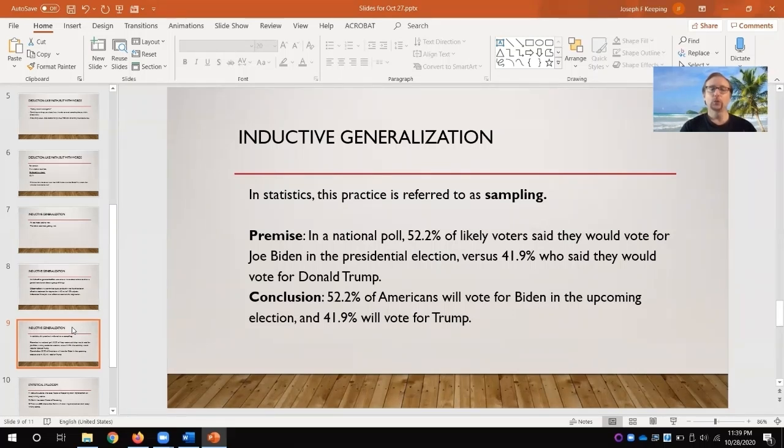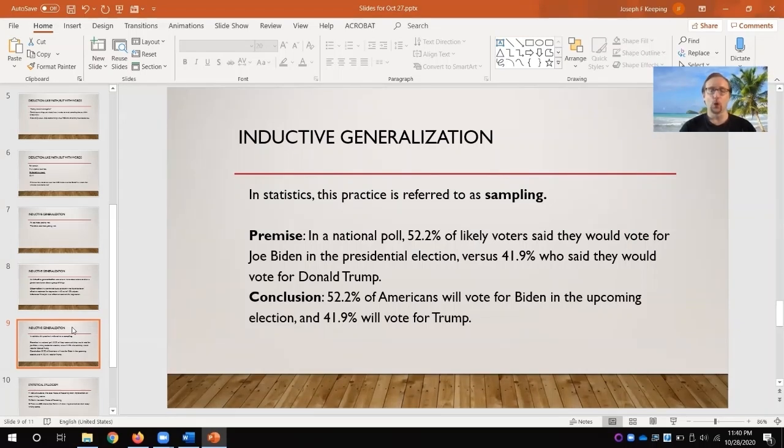Here's another example. Premise: in a national poll, 52.2% of likely voters said they would vote for Joe Biden in the presidential election versus 41.9% who said they would vote for Donald Trump. Conclusion: 52.2% of Americans will vote for Biden in the upcoming election, and 41.9% will vote for Trump. Okay, so why is this a generalization?